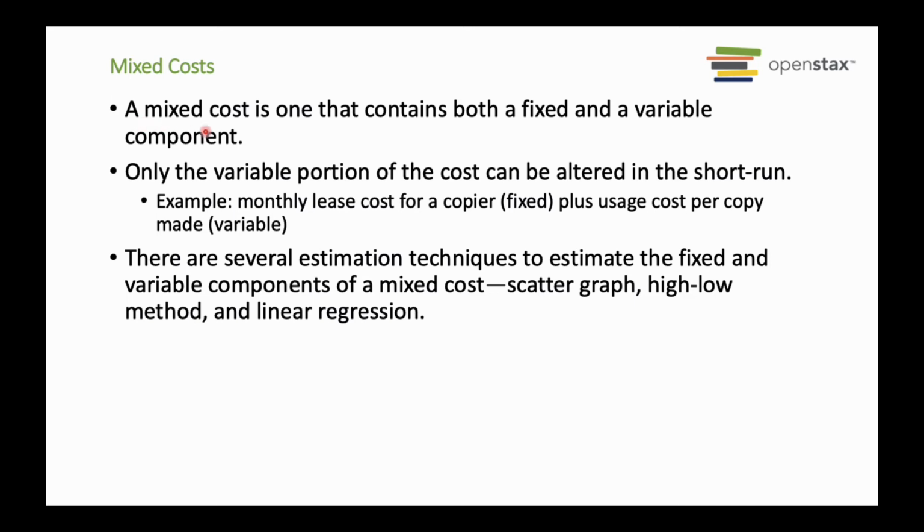Mixed cost. A mixed cost is one that contains both a fixed and a variable component. Only the variable portion of the cost can be altered in the short run. An example of a mixed cost is the monthly cost of a copier. The copier has two cost components, a monthly lease, which is fixed, plus a usage cost per copy. So the number of copies made during the month times the usage cost per copy will give you the total variable cost for the month.